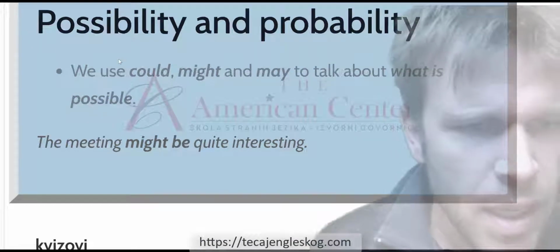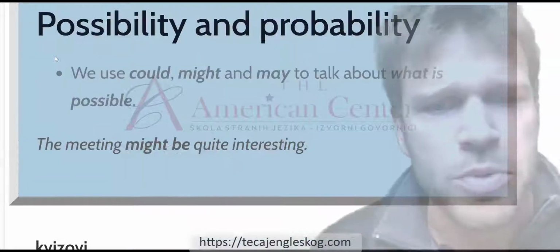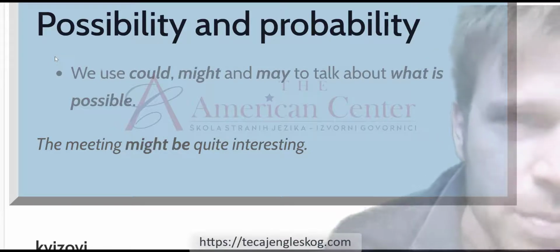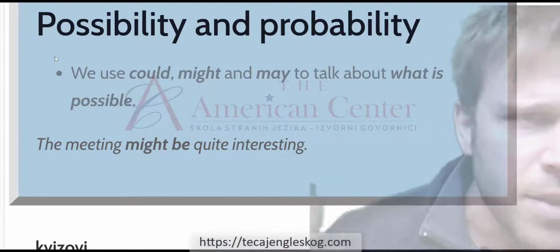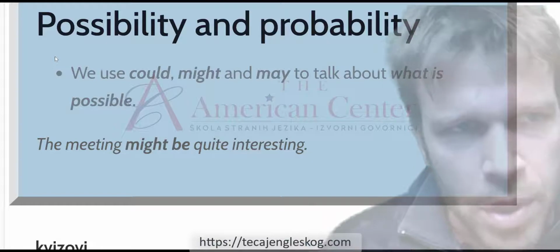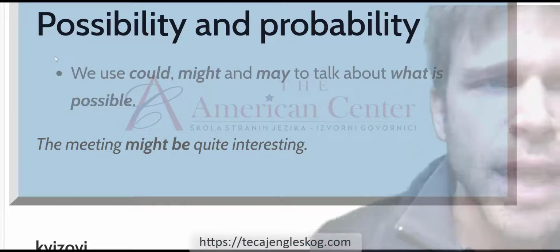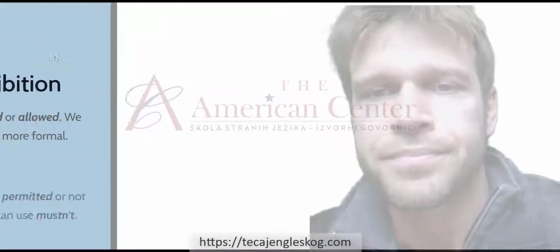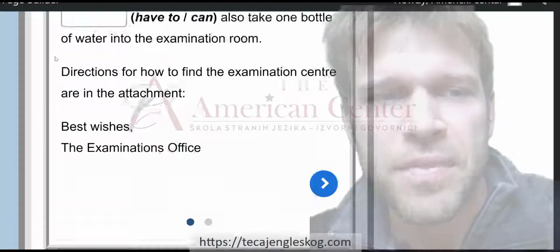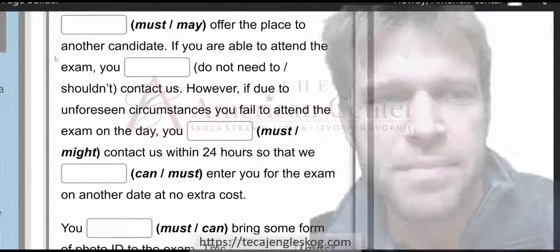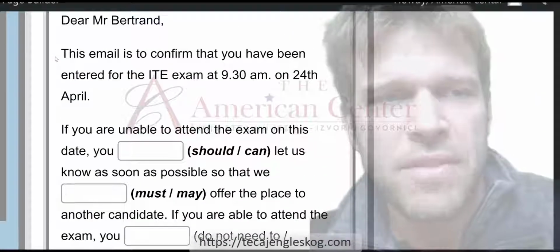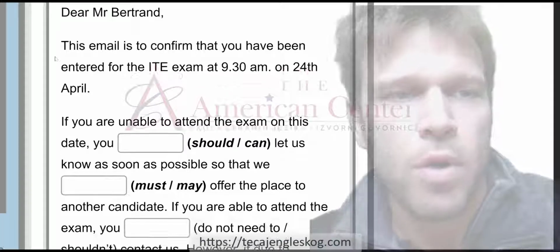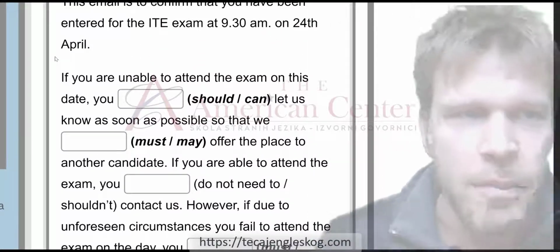So the meaning might be quite interesting. So maybe it will, probably it will. Okay, we're insinuating that it probably will be. Okay, it's very likely. Now, let's move on to a little bit of exercise, okay? I think we won't have any problems with this. So let's choose the correct form. All right, let's read now.